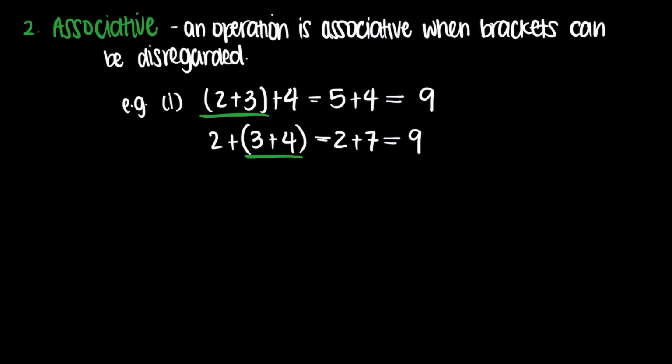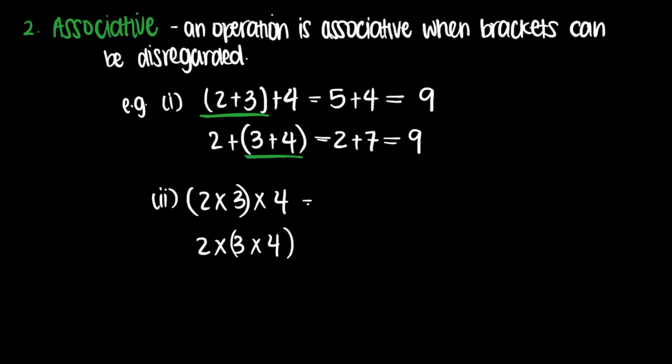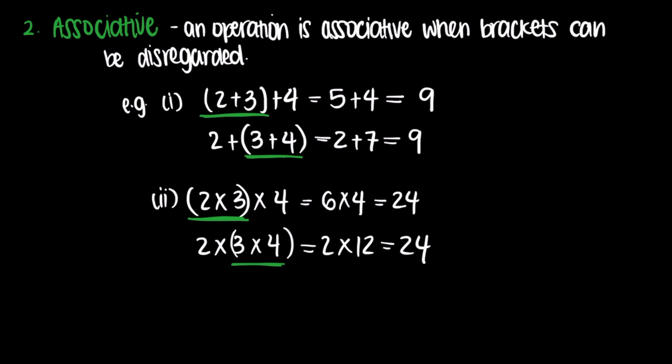Second example, open bracket, 2 multiplied by 3, close bracket, multiplied by 4, and 2 multiplied by open bracket, 3 multiplied by 4, close bracket. In the top part, we do the brackets first. So 2 multiplied by 3 is 6, and 6 multiplied by 4 is 24. Now for the bottom, doing the brackets first, we get 3 multiplied by 4, which is 12, and 2 multiplied by 12 is 24. And so regardless of where we place the bracket, we got 24 as our answer.